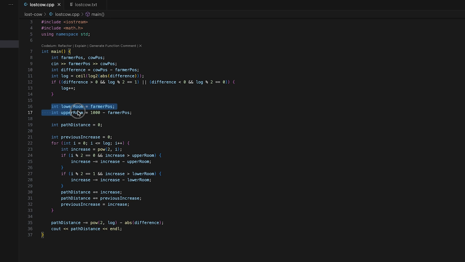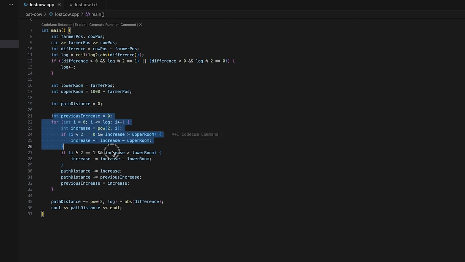Now this part, I don't know how necessary this is. It's unclear to me if they want you to account for this, but what if Farmer John runs out of room on one side of the path or another? That's all this handles. I'm not going to go into too much detail about that.